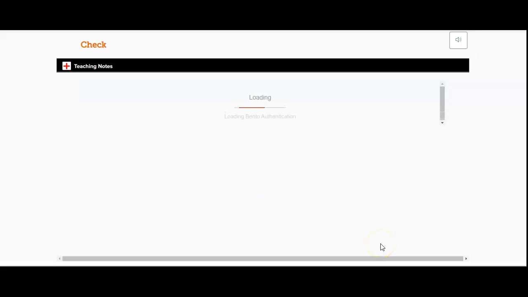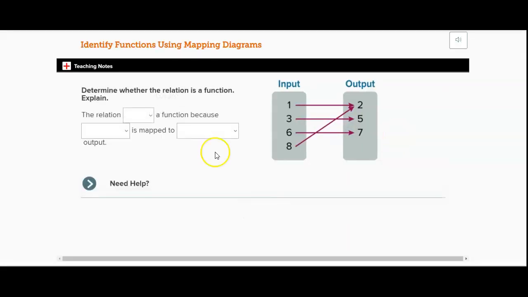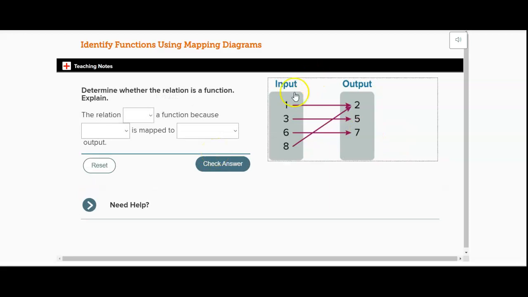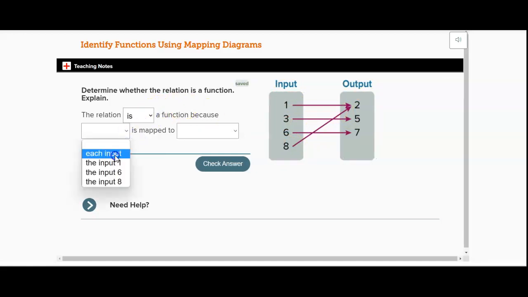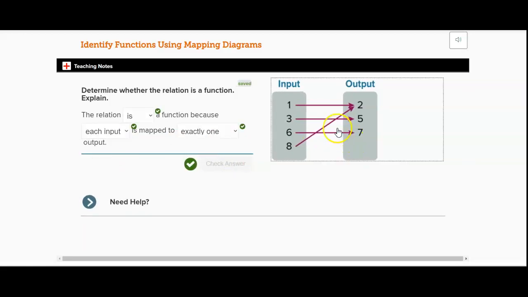So try the check problem. Let's look at another example and then we'll do the check problem. I'll have it paused for us. So look at this, each x, 1 y, x, 1 y, x, 1 y. This x has 1 y. Now, we can have an output repeated. You just can't have an input that has more than one output. So this one is a function because each input is mapped to exactly one output. So x can't have two y's, but a y can go with two separate x's. Each of these inputs has only one output.